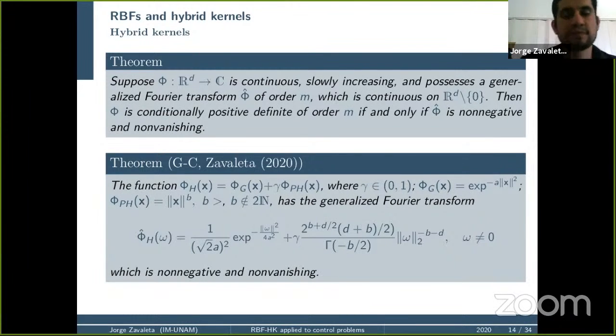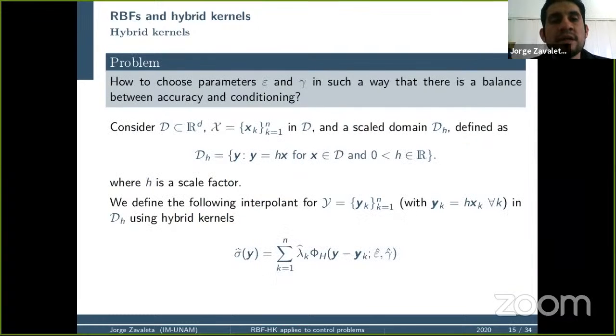In this way, we are able to prove the invertibility of the matrix in the interpolation problem. So we have an extra problem: how to choose these parameters in such a way that we also have a balance between accuracy and condition. Only the selection of the shape parameter is an open problem, and we are adding an extra parameter gamma in this combination. So it's also more difficult than the previous problem.